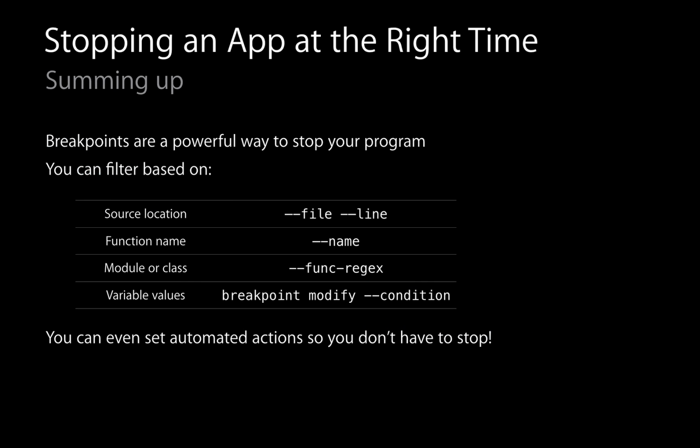All right, so now we've seen how to stop an app at the right time in lldb. The tool you use to do that is breakpoints. You can set breakpoints based on all kinds of filters, and you can even set conditions on your breakpoints so that once you know where you want to stop, you can also tell lldb to some extent when you want to stop. You can even set automated actions on your breakpoints so that you don't have to stop, investigate your variables, and then move on.